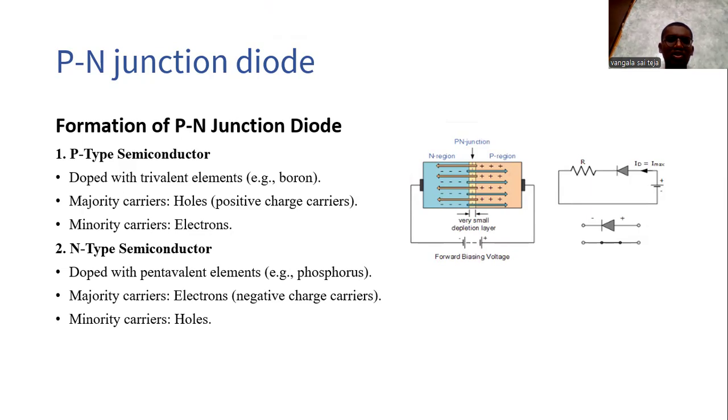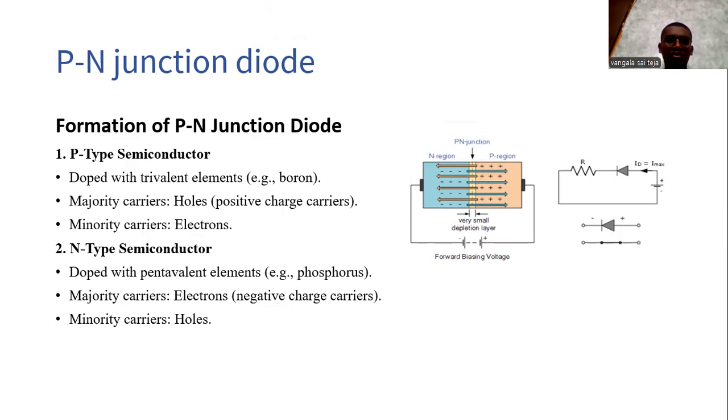Formation of PN junction diode. P-type semiconductor and N-type semiconductor. In P-type semiconductor, it is doped with a trivalent element, for example, boron. Majority carriers are holes, positive charge carriers. Minority carriers are electrons. In the N-type semiconductor, it is doped with a pentavalent element, for example, phosphorus. Majority carriers are electrons, negative charge carriers. Minority carriers are holes.